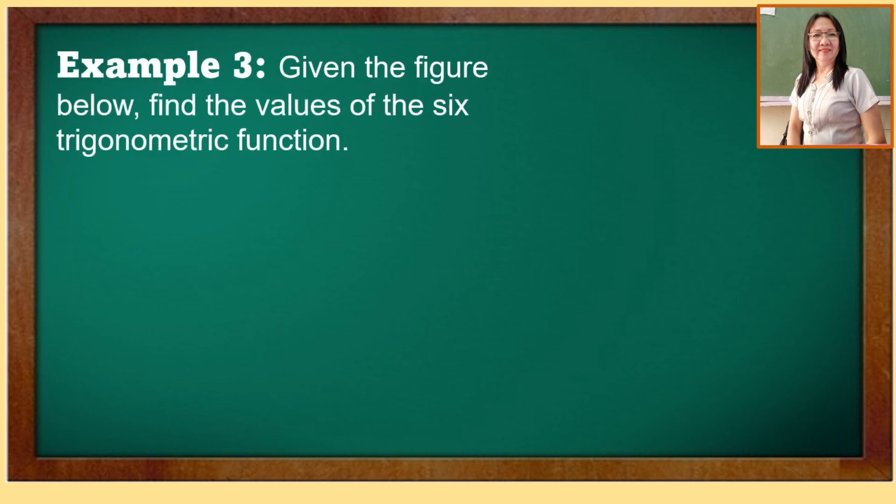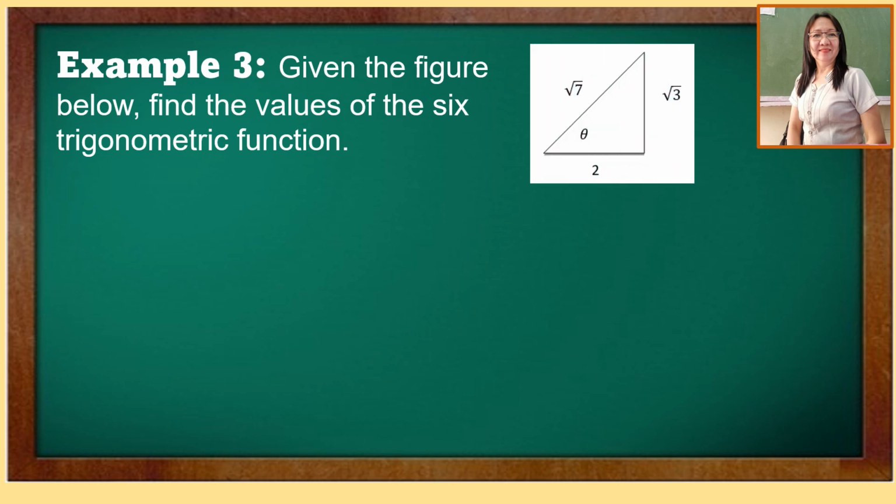Let me give you another example. Given the figure below, find the values of the six trigonometric functions. So we have this figure. Our reference angle is theta. The opposite of theta is square root of 3, the adjacent is 2 units, and the hypotenuse is square root of 7.